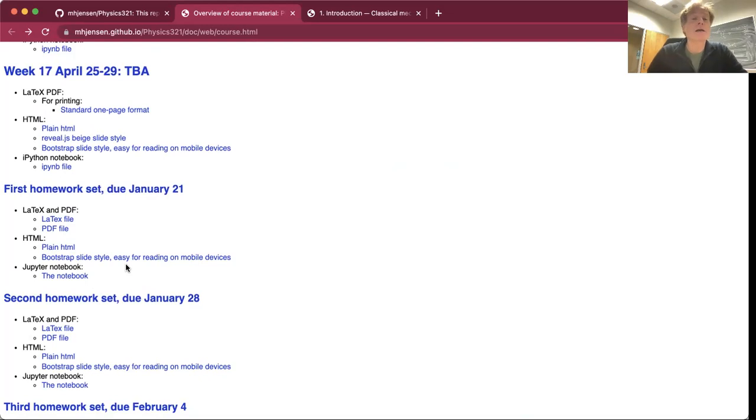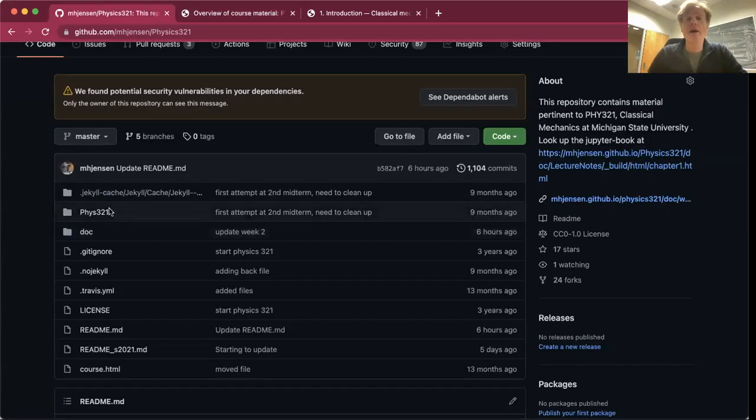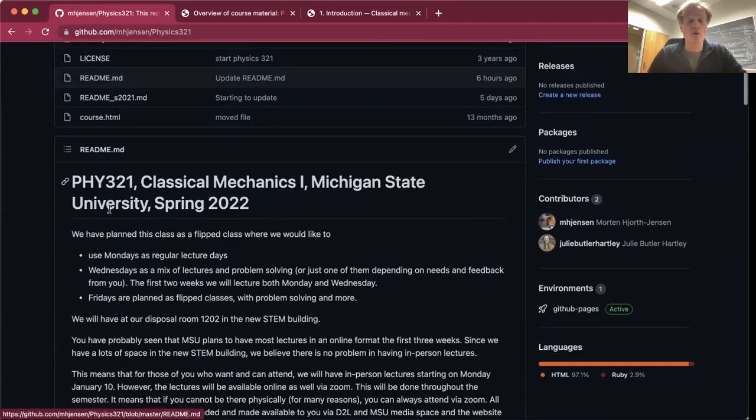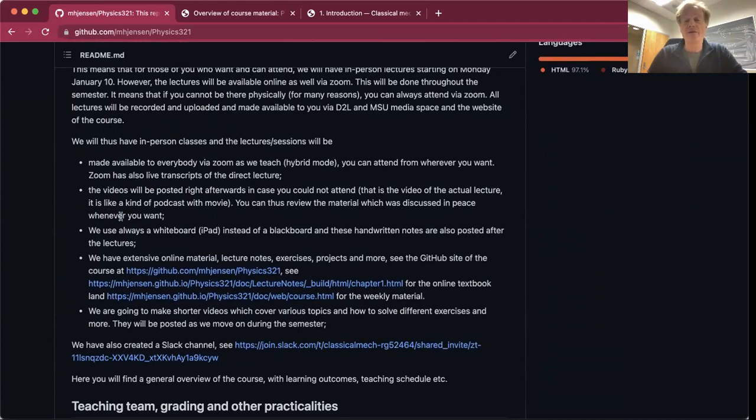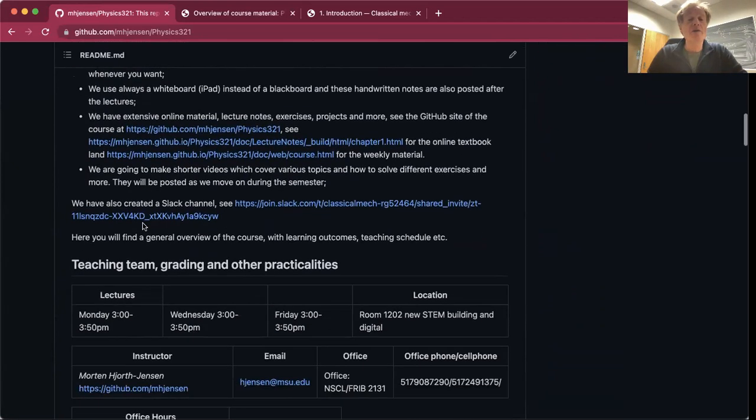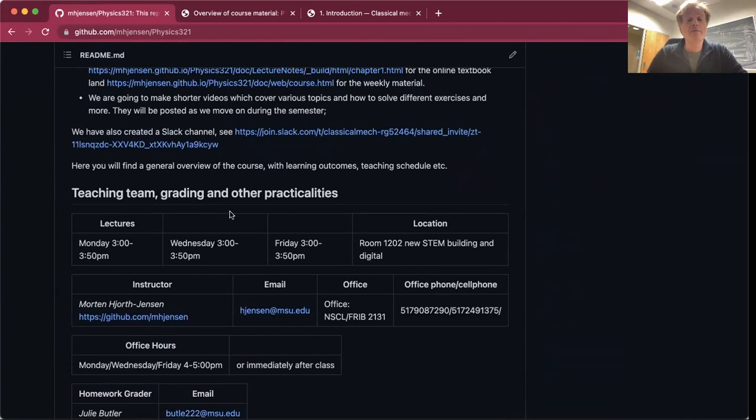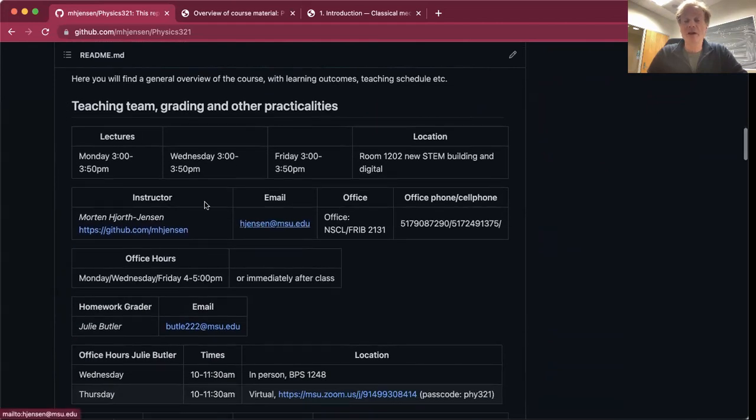The schedule for the semester: if we go back to the main website for the course, where you find most of the basic information and the different links, you will find a given schedule. The lectures are given by me and Julie when we have flipped classrooms. The lectures are from 3 to 3:50, Mondays, Wednesdays, and Fridays.